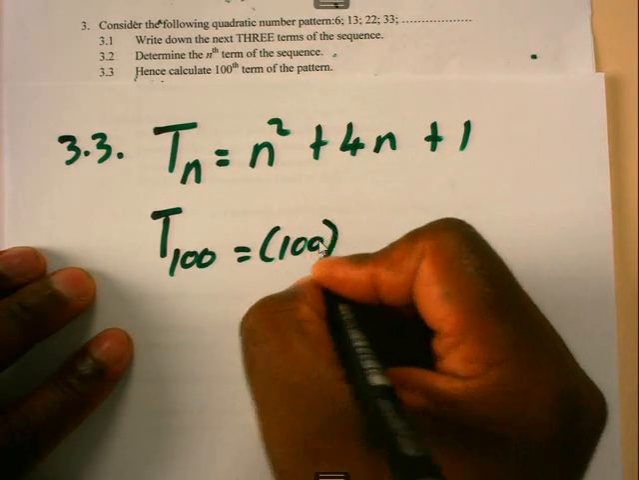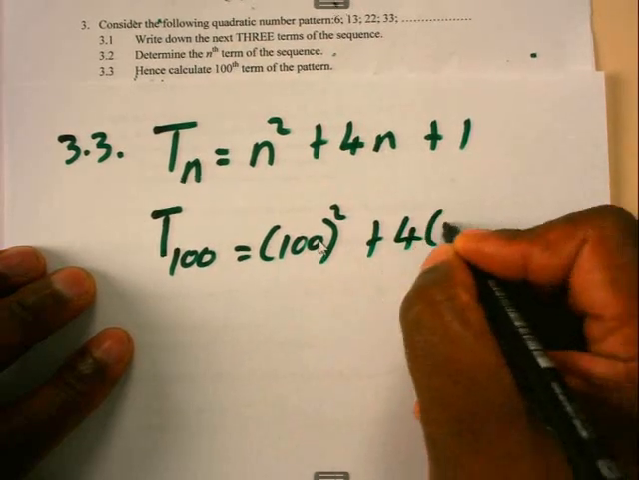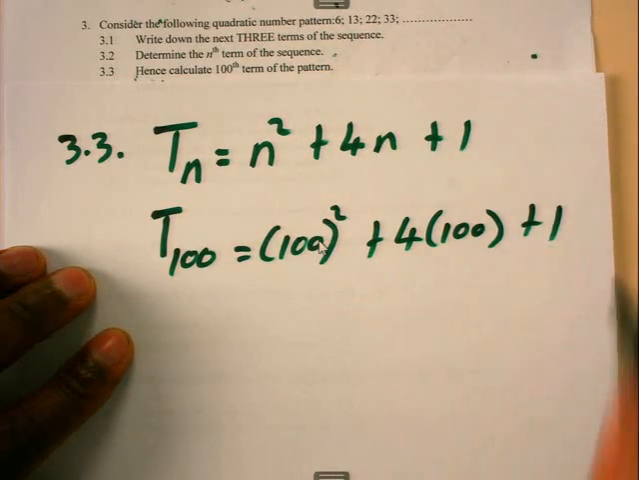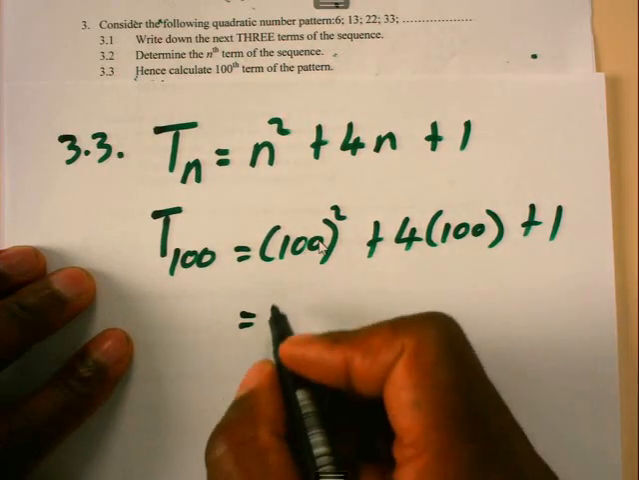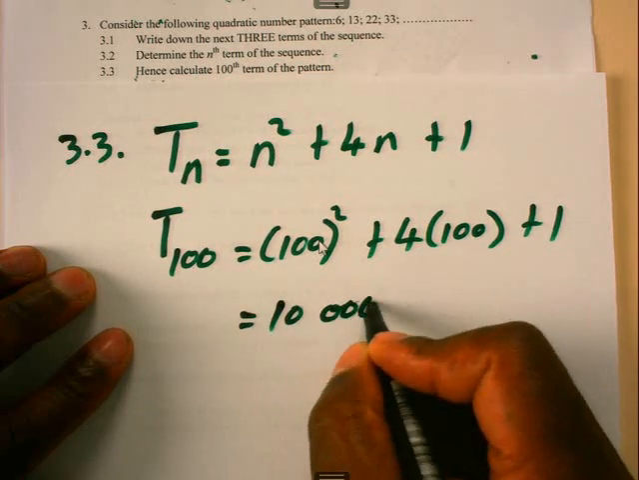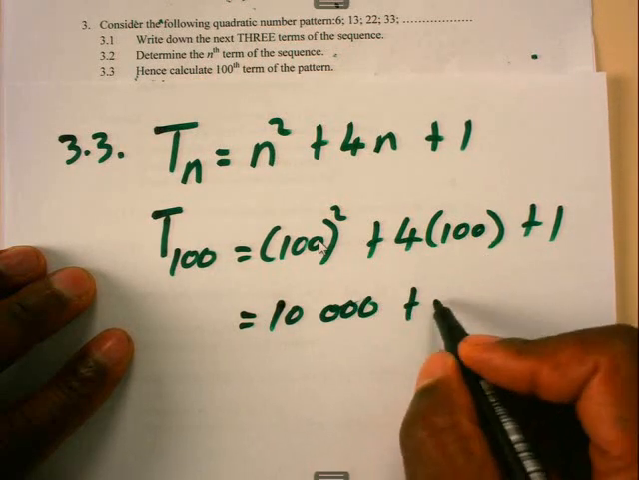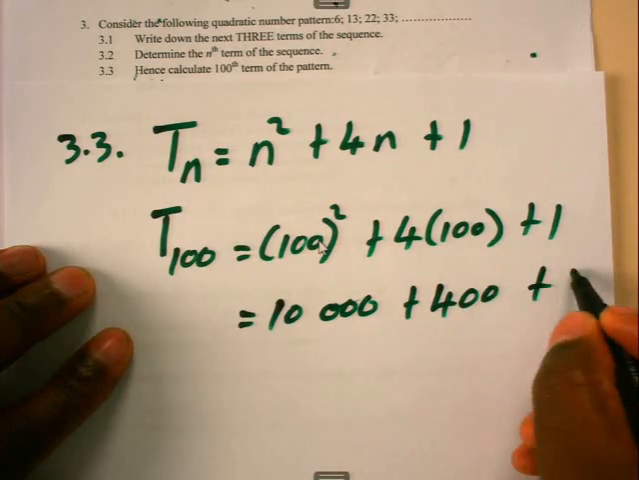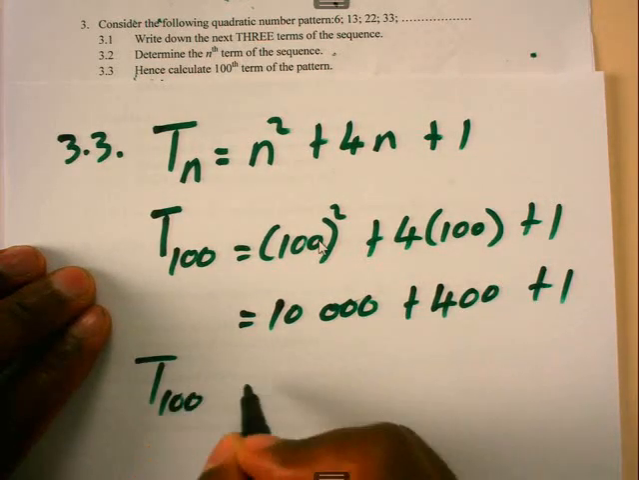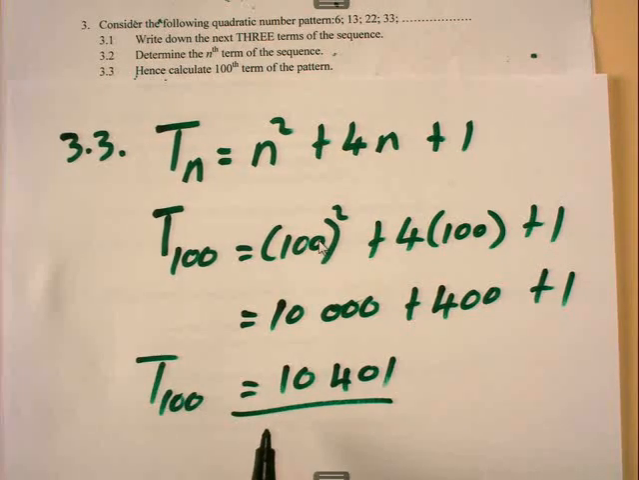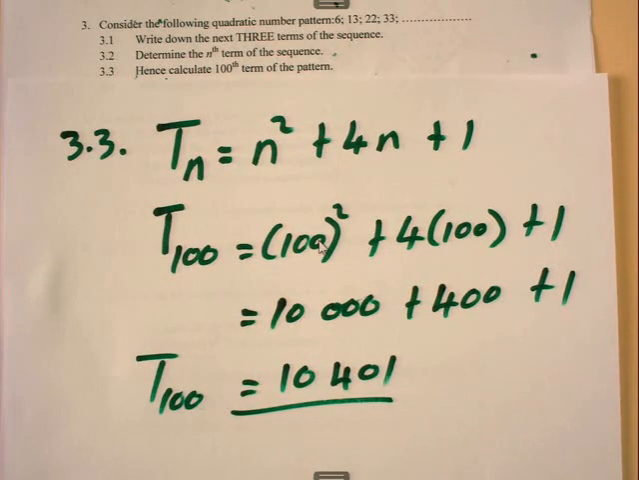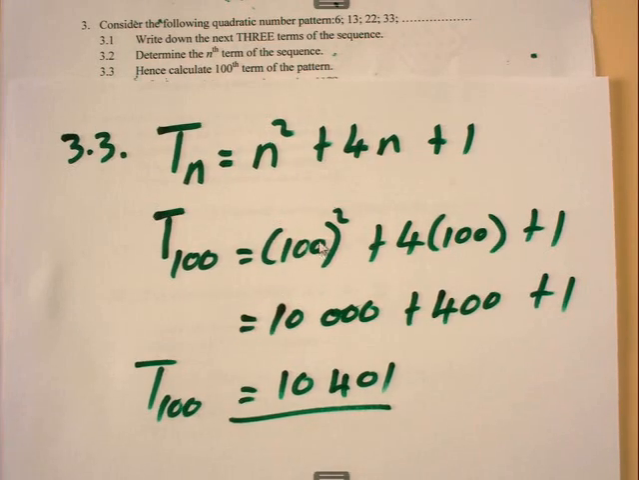Substitute n by 100: 100 squared plus 4 times 100 plus 1. Let's simplify. 100, if you square it, will give you 10,000. Plus 100 multiplied by 4 will give you 400, plus 1. So you add all the three terms together, you'll then get 10,401. I think this is 3.3 when we want to determine term number 100. Term number 100 of the sequence will be equal to 10,401.